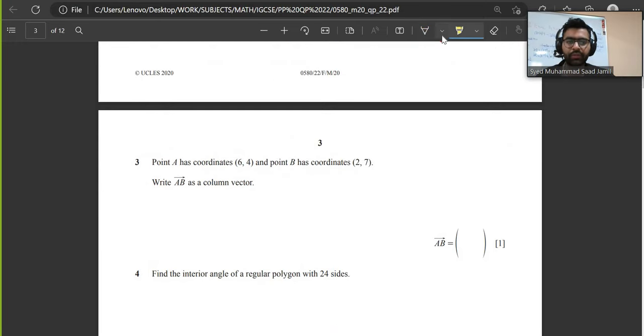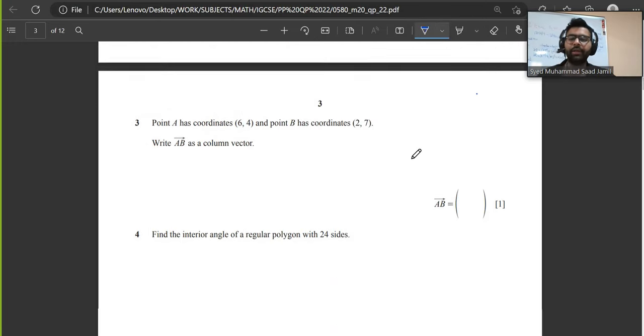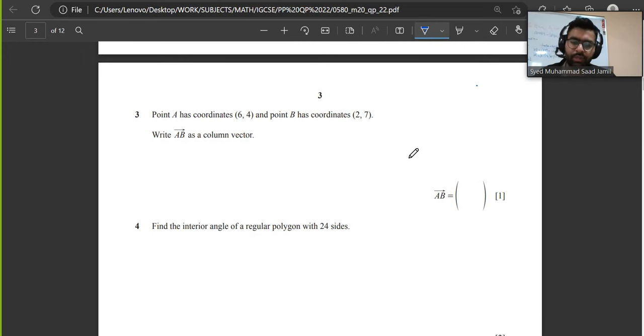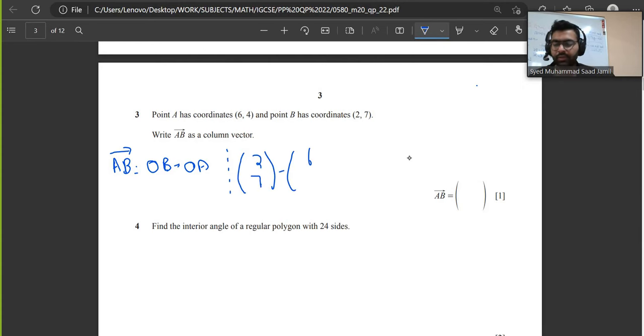Okay. It says a point A has coordinates 6, 4 and point B has coordinates 2, 7. Alright. Write AB as a column vector. Basically AB means OB minus OA. And since they are asking you to write it in column vector format, you will write it like this. (2, 7) minus (6, 4). So this turns out to be 2 minus 6 is minus 4. 7 minus 4 is 3. So your final answer is (-4, 3).